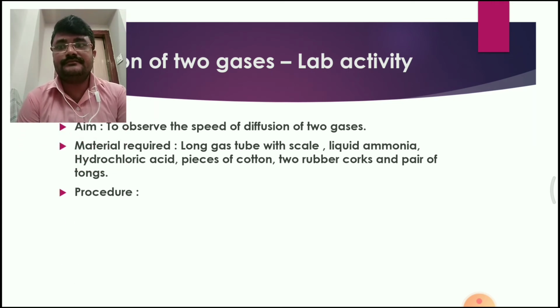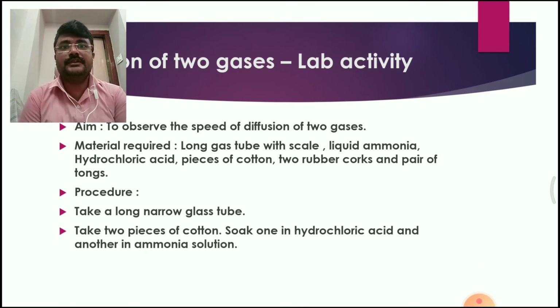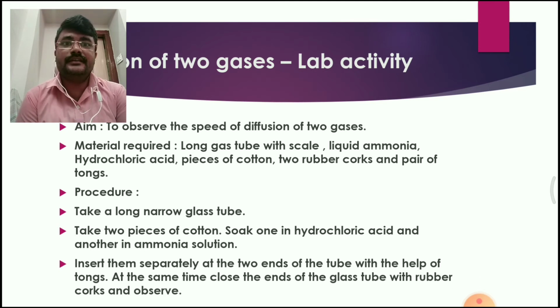Then the procedure. How to do this activity? First, take a long narrow glass tube. Take two pieces of cotton, soak one in hydrochloric acid and another in ammonia solution. Then insert them separately at the two ends of the tube with the help of tongs. Don't touch them barehanded.